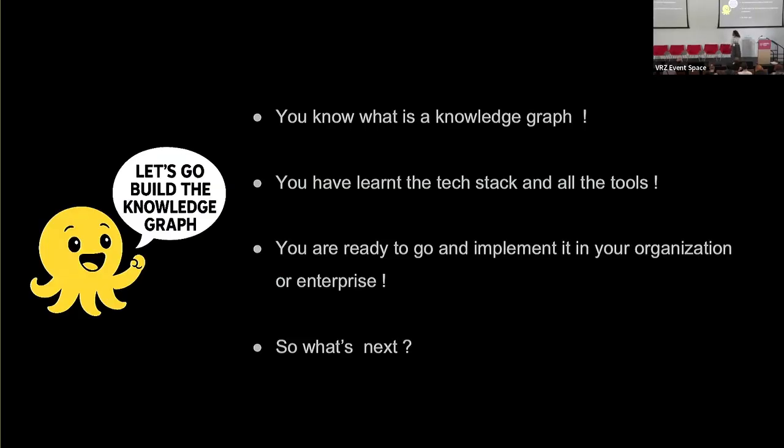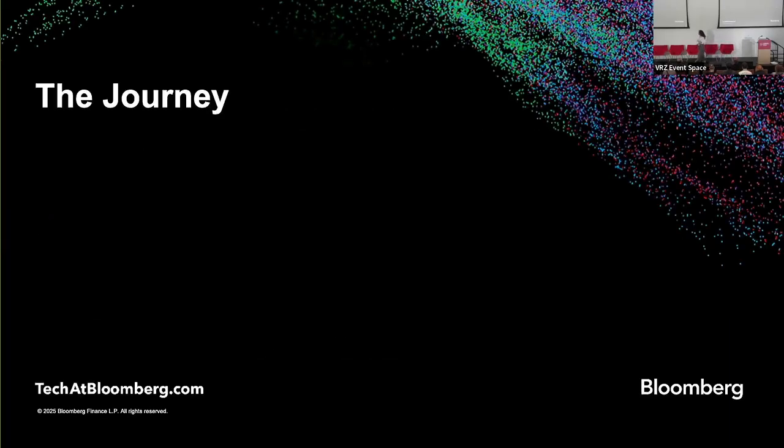But this is where I want to start. You know what a knowledge graph is. You've learned all the tech stack. You know everything about it. You've seen all these different tools. They're great. So now you want to go build a knowledge graph in the enterprise. What's next? First and foremost, you need to be mentally prepared for the journey you're taking. Let's start there.